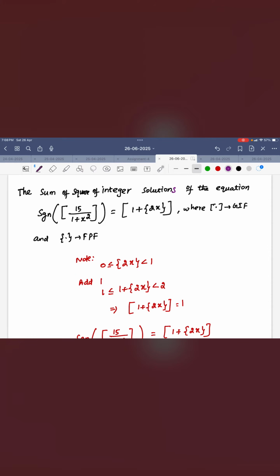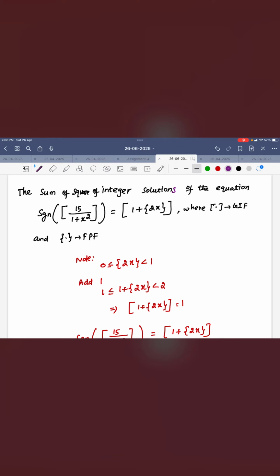Today I am going to discuss with you a very interesting question. The sum of the squares of integer solutions of the equation signum of the greatest integer function of 15 by 1 plus x square equal to the greatest integer function of 1 plus the fractional part of 2 times x.